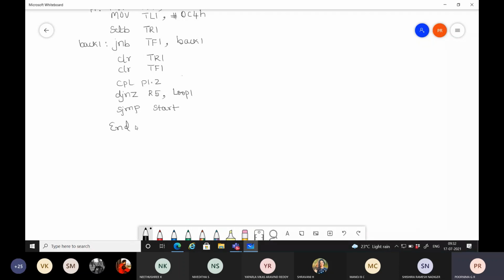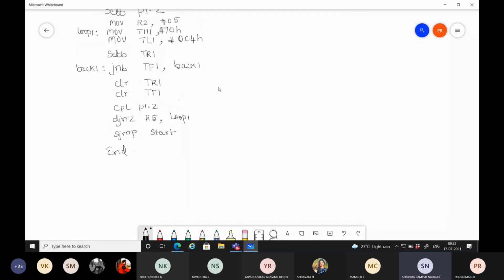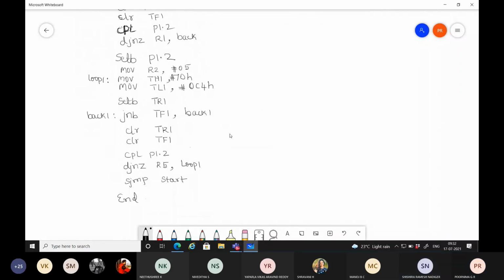Yes, ma'am. Ma'am, why will we load content into the timer register once again? Where? Near that loop 1. Yeah, I'll tell you. Once you load TH1 and TL1 with, for example, you take this one itself. What is the value we are loading? 70C4H, is it not?